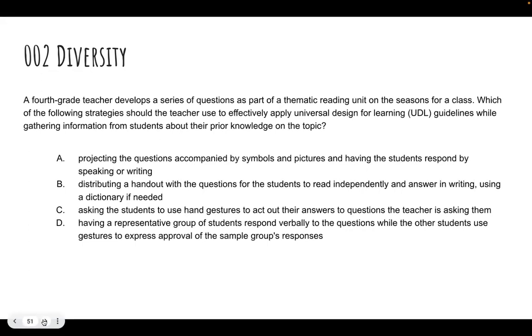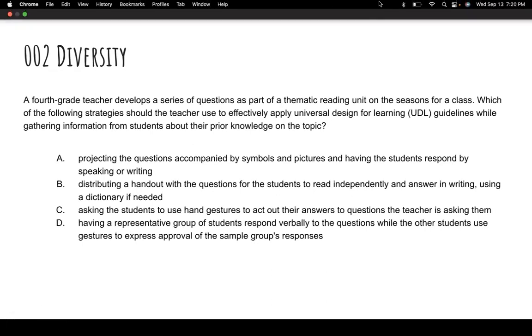A fourth grade teacher develops a series of questions as part of a thematic reading unit on the seasons for a class. Which of the following strategies should the teacher use to effectively apply universal design for learning UDL guidelines while gathering information from students about their prior knowledge on the topic?